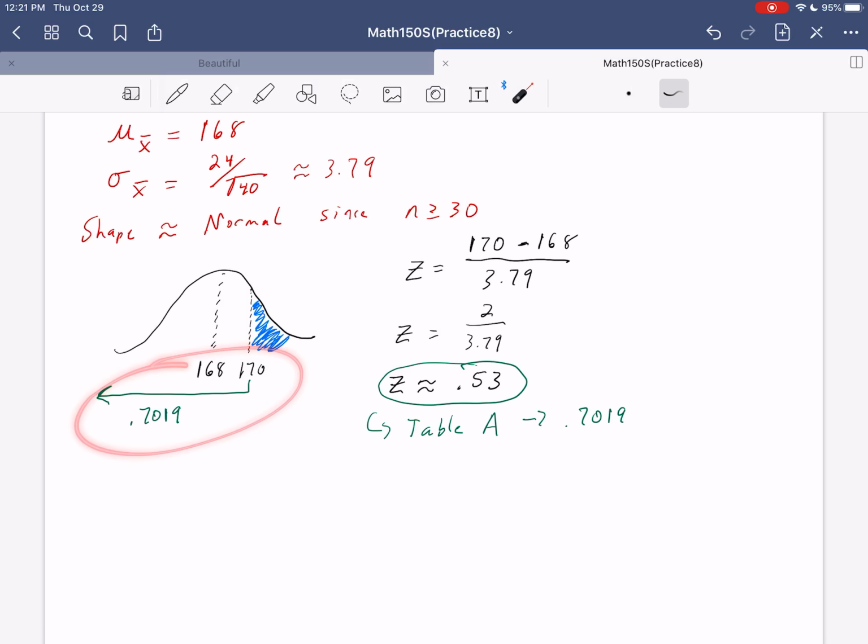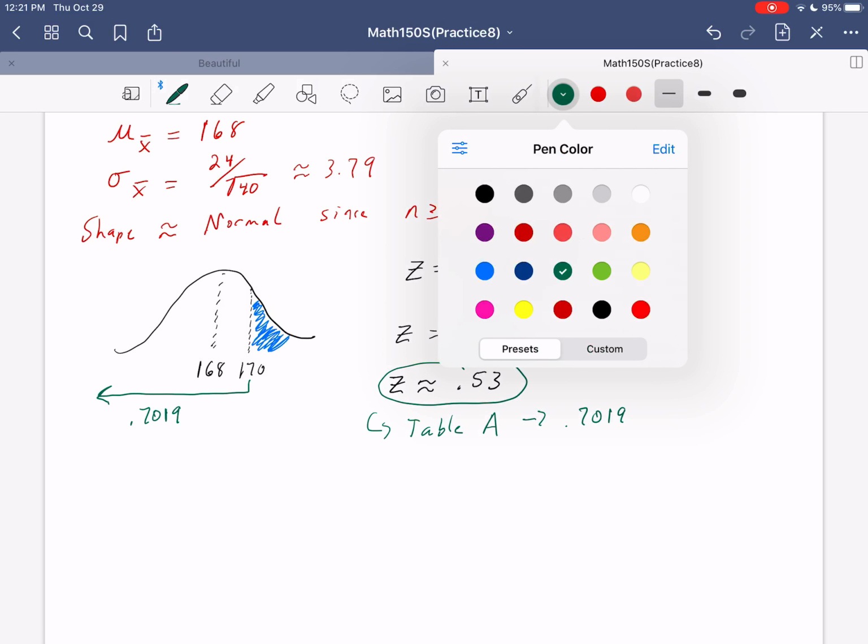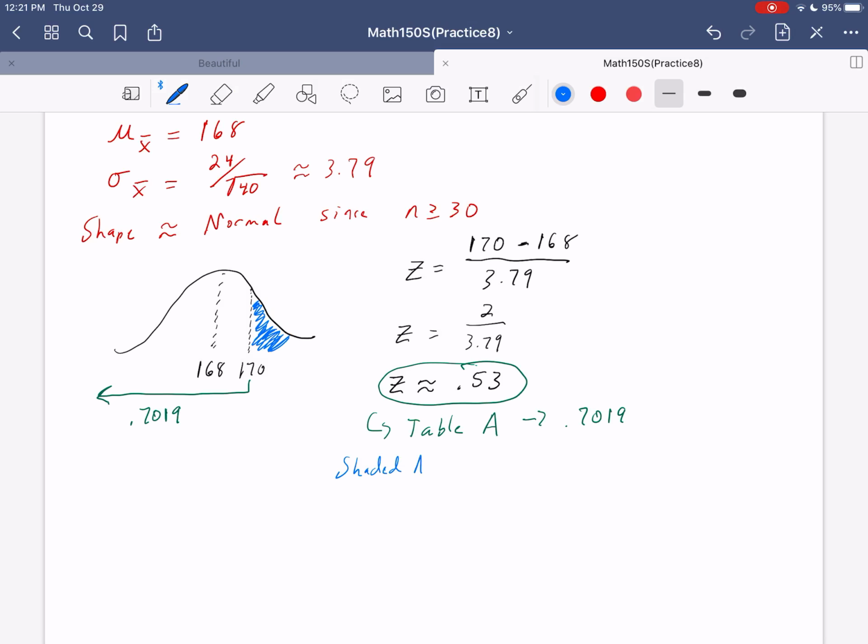This time, what table A shows us is this stuff, which does not match up exactly with what we wanted. How do we find the shaded area? Well, remember that the area under the entire curve has to be equal to 1 to represent 100% of the data. So to find this remaining stuff, we simply do 1 minus this. So our shaded area here should be equal to 1 minus 0.7019, which looks like it should be 0.2981. So that tells us that the probability that a group of 40 flights have an average above 170 passengers is going to be 0.2981.